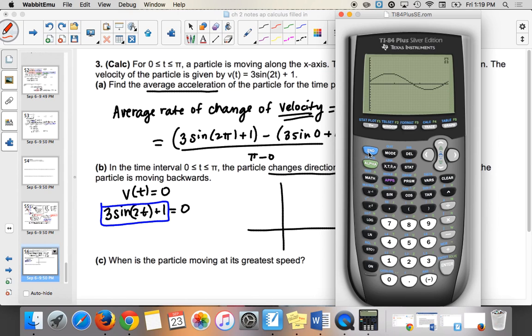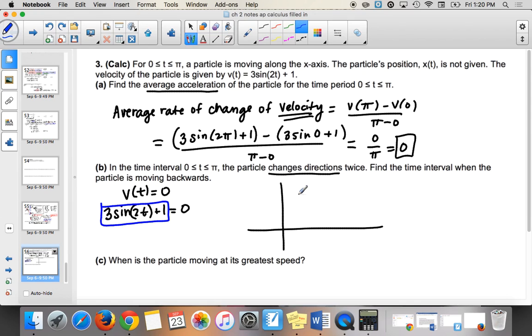So we're going to do second, trace. We're going to find the zero. Left bound, so get on the left of what you want. Right bound, get on the right of what you want. Guess, I usually try to go right where you think it is. And enter. I get 1.741. Did you guys all get 1.741? All right, that's the first one.